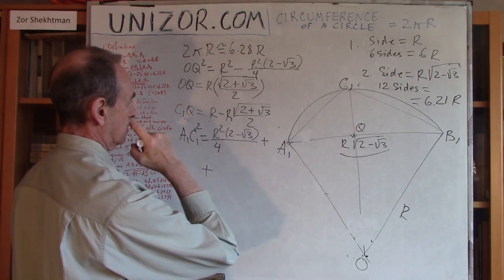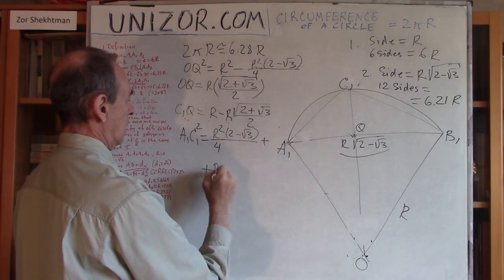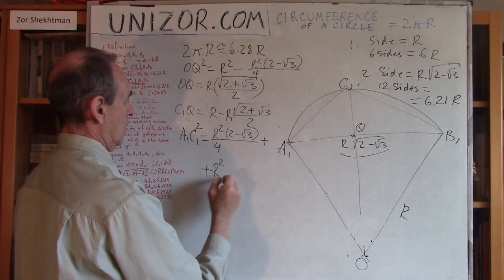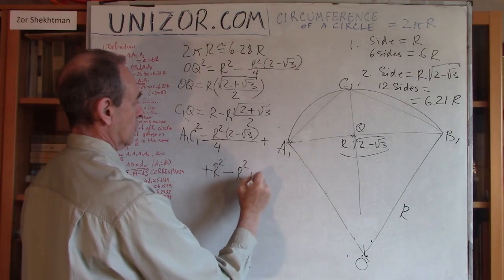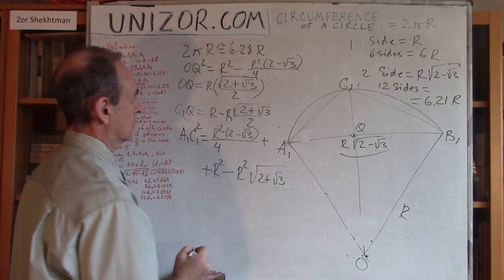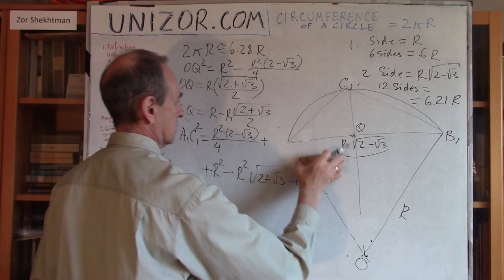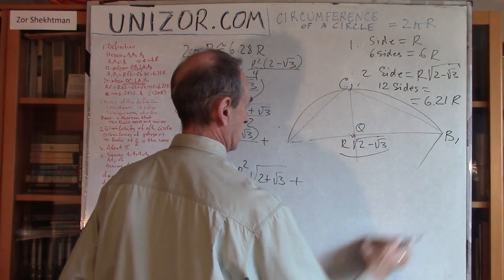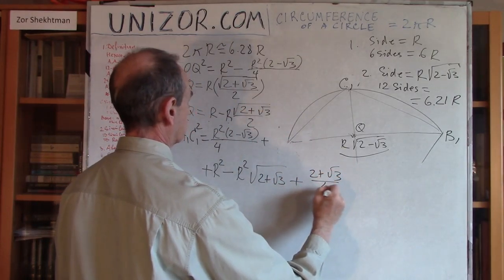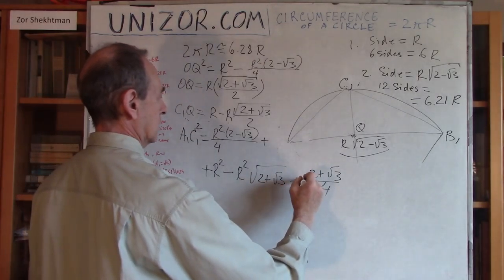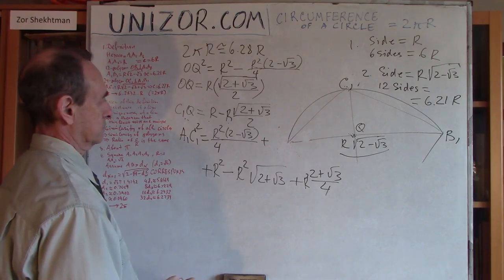Now let me just, okay, now this is a little bit more complicated. So it's R square minus 2 R square root of 2 plus square root of 3 plus square root of this, which is 2 plus square root of 3 over 4. And again, R square. Am I right? Yeah, looks okay.